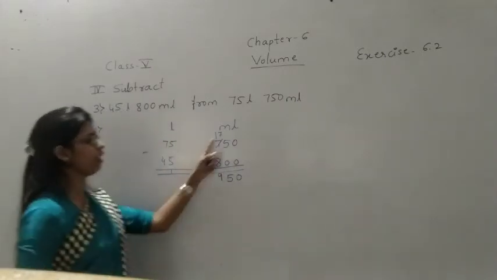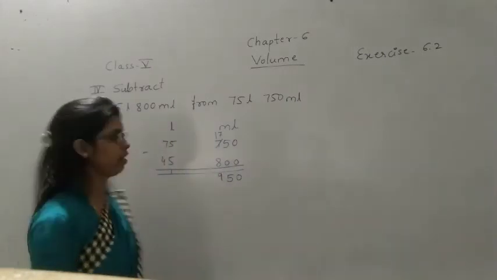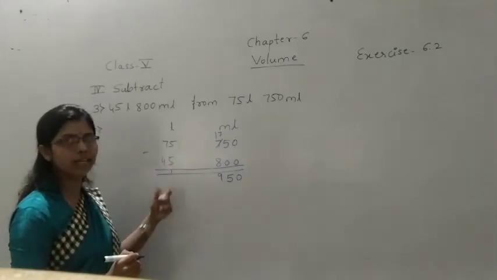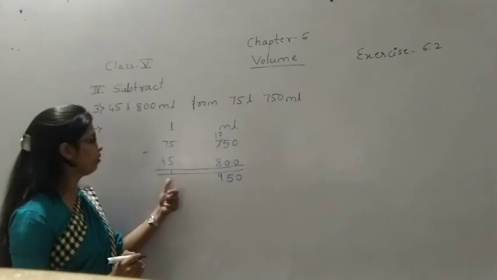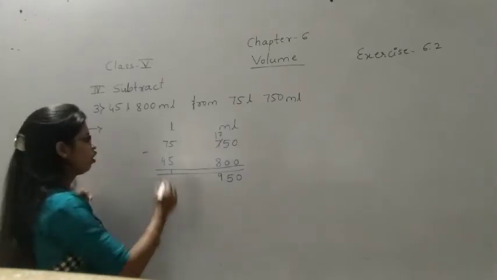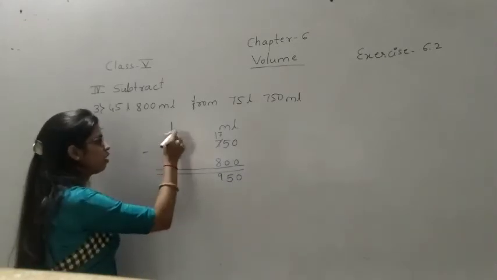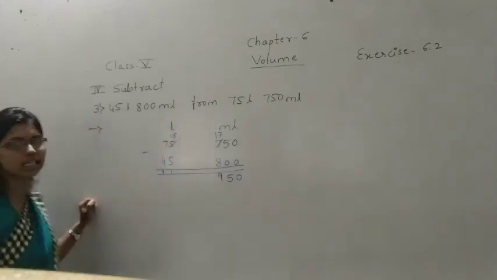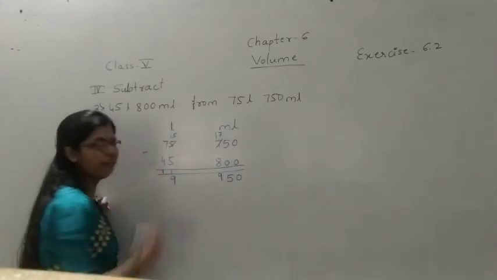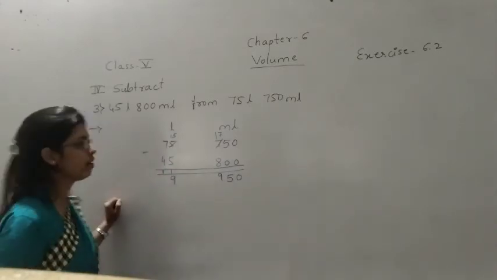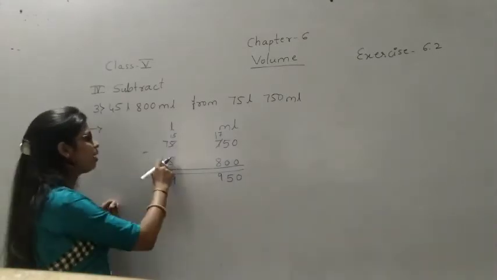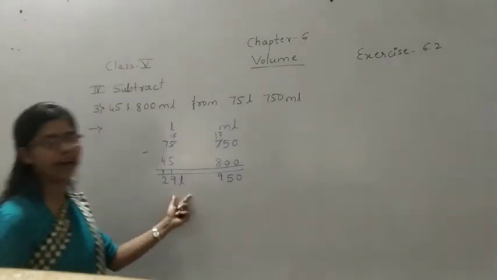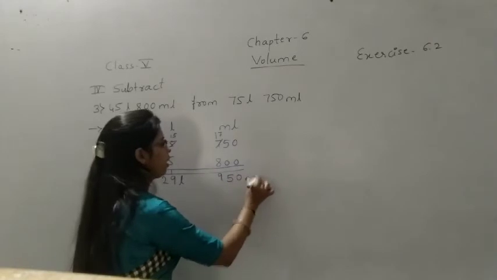Now 5 minus 5 is 0, but here already 1 is the carry. So that's why again I will take carry. 15 minus 6 is 9. Now 7 minus 5 is 2. The answer is 29 liter 950 milliliter. You should write this one in your classwork book.